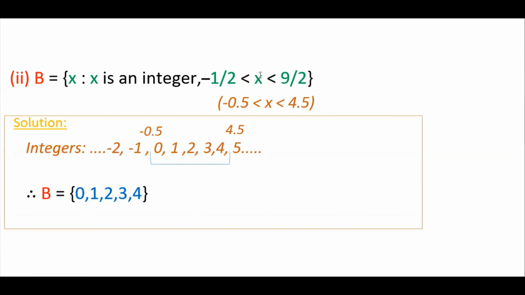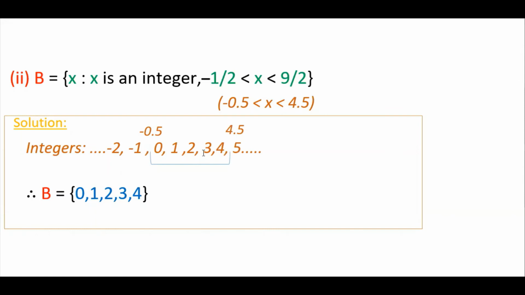So x is an integer, between minus 0.5 and 4.5. These are decimal numbers, but x is an integer. So first write the integers here. We know that integers are negative and positive numbers including 0. So write here all the numbers. Minus 0.5 is between minus 1 and 0, so here is the minus 0.5. And 4.5 is between 4 and 5. See here, this is 4.5.